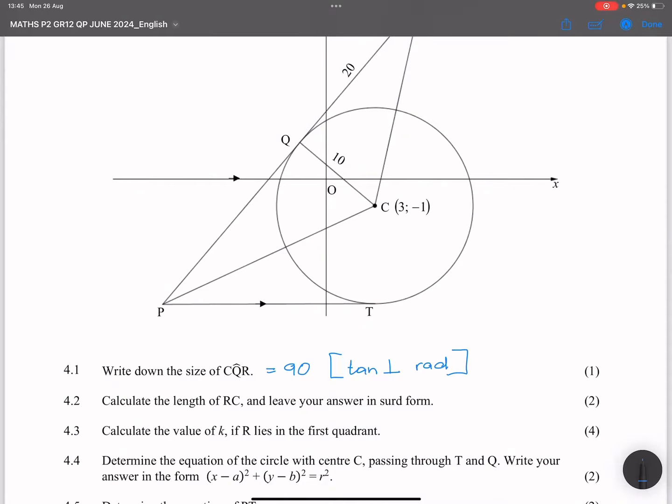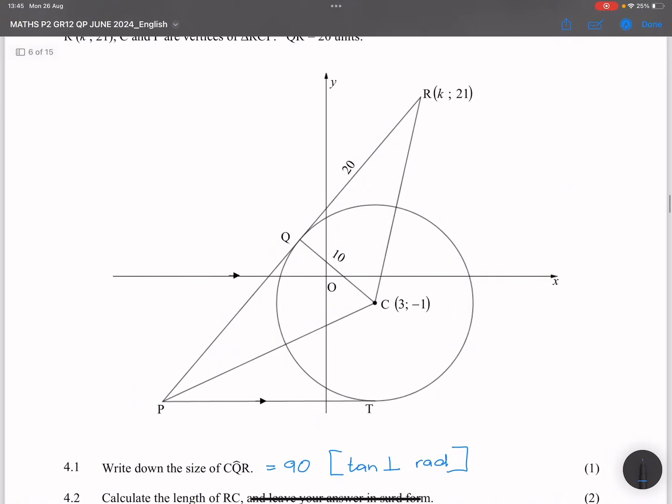All right, so let's get the length of RC, and they say leave the answer in surd form. All right, let's look at RC. Right, we are given there that QC is 10 units, and we've got QR, which is 20. So we can use the Pythagoras theorem and say, well, RC squared, the square of the hypotenuse, is equal to, in fact, maybe let me also state, in triangle QRC, right? So we said RC squared is equal to QC squared plus QR squared.